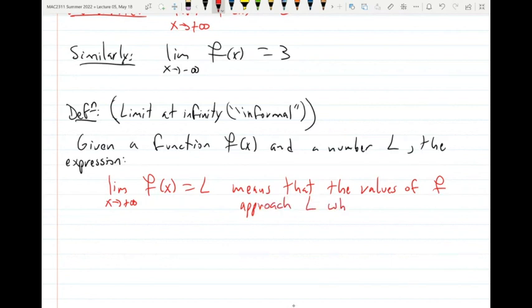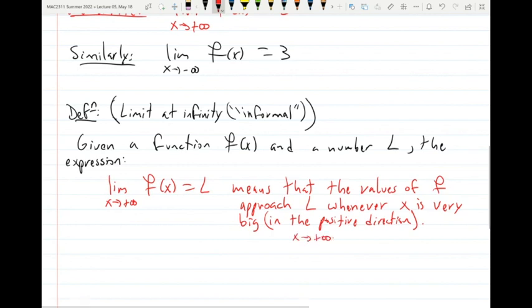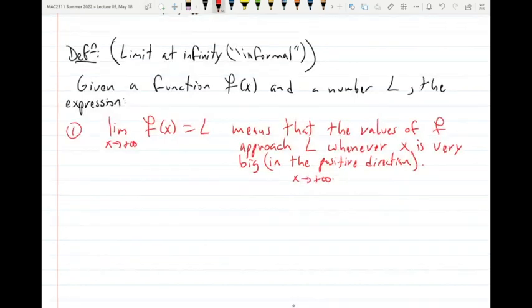They approach L whenever x is very big in the positive direction. When I say very big, I mean in the positive direction. So, as x approaches positive infinity. And that's number 1.